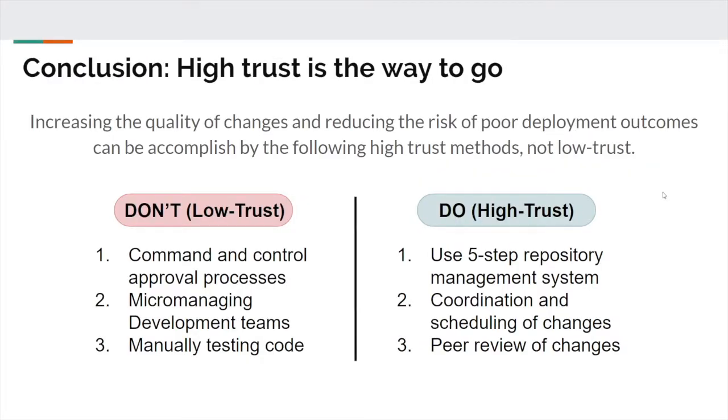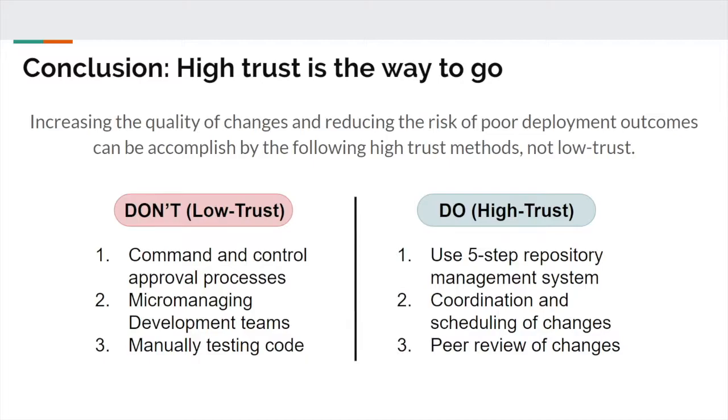So in conclusion, high trust is the way to go. Increasing the quality of changes and reducing the risk of poor deployment outcomes can be accomplished by the following high trust methods, not the low trust. So in a low trust structure, command and control approved processes are prevalent. There is micromanaging of development teams, and the code is manually tested.